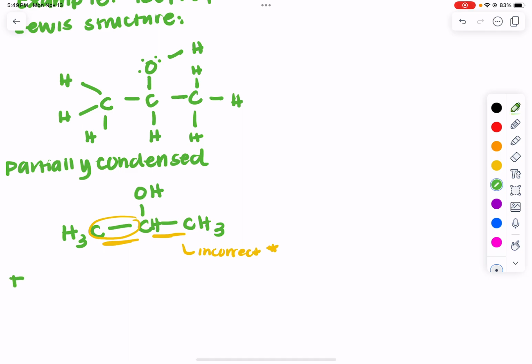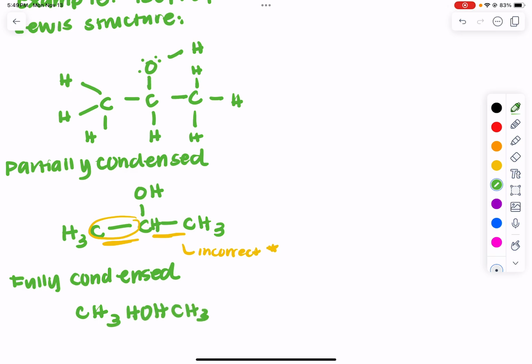And the last one we have is fully condensed. If we want to make this even smaller for typing purposes, we can say it's CH3, HOH, CH3. I forgot a C in here. Notice how we have 2 groups that are exactly the same, CH3 and CH3. In this case, we can put them in parentheses, put a 2, because we have 2 groups, and then CHOH.